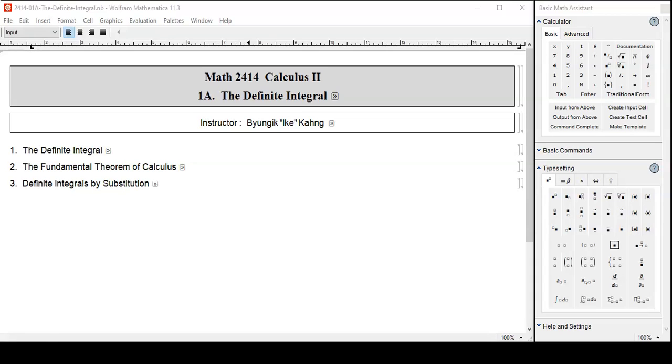As the name suggests, this course is a continuation from Calculus 1. Therefore, we're going to begin with a review from Calculus 1. Everything here in Lesson 1A is review.